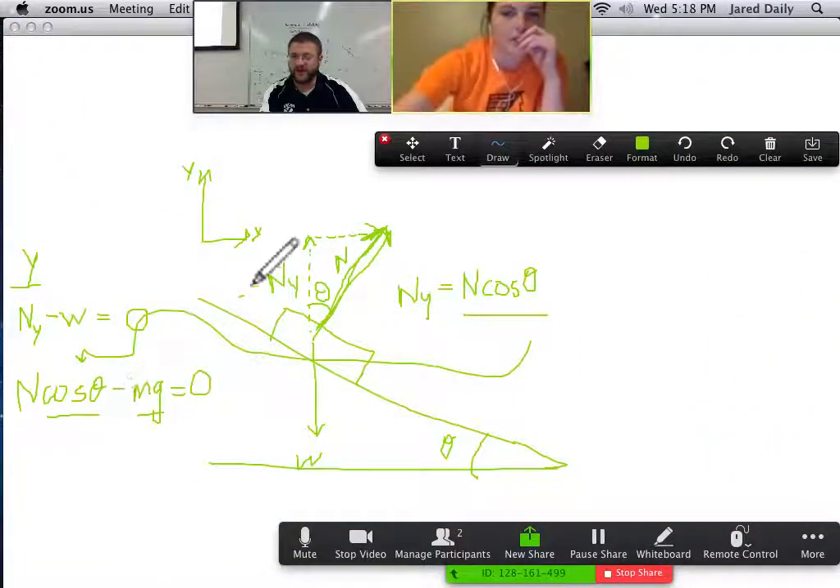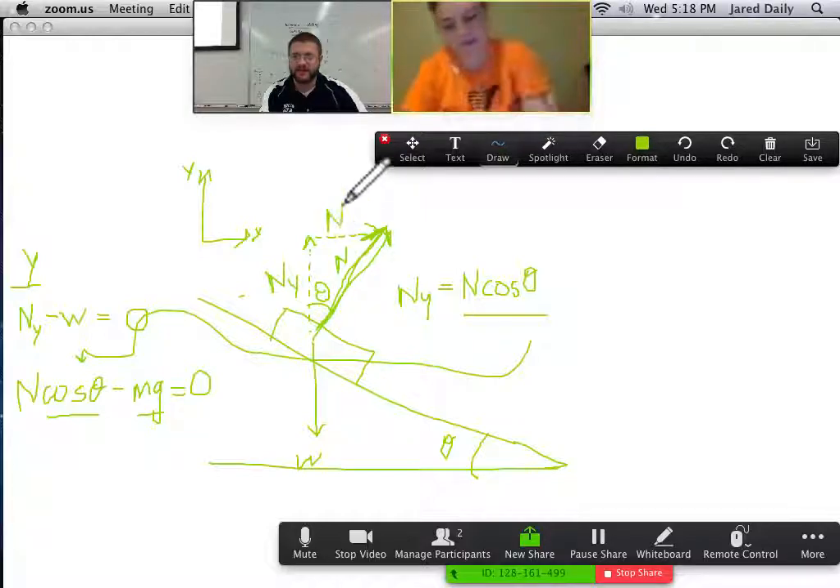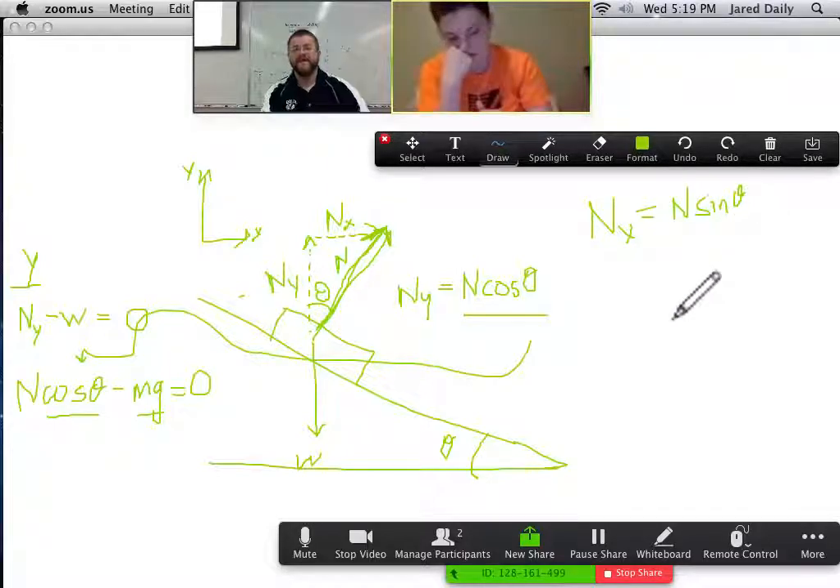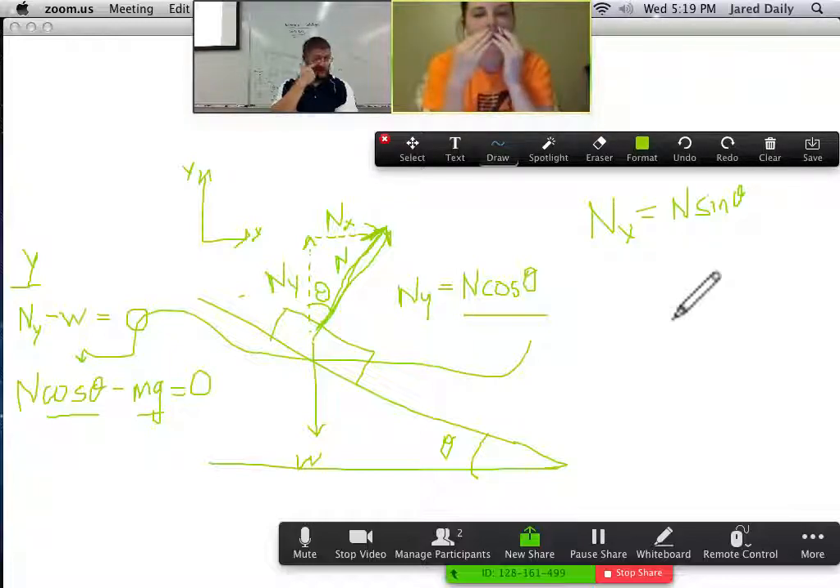So on the other side of this, you have this n sub x up here, which is opposite the angle theta, and n sub x equals the normal force that you just calculated in part B times the sine of theta. And that's your net force on the car. This is a tricky question. So should the net force be considerably less than the normal force? Yes, it will be less.